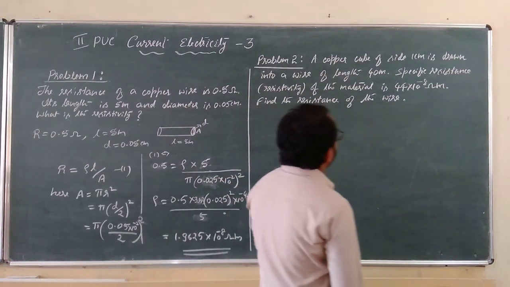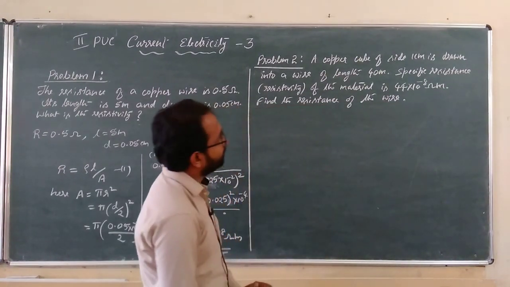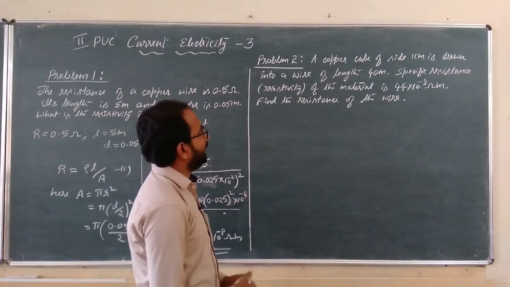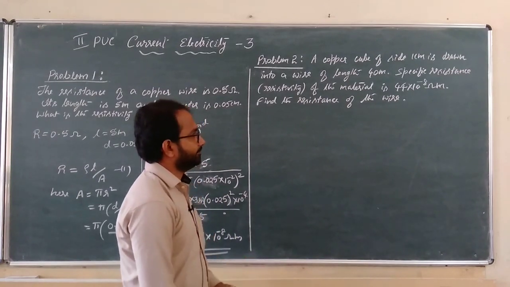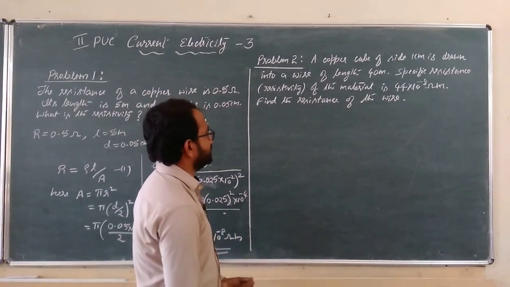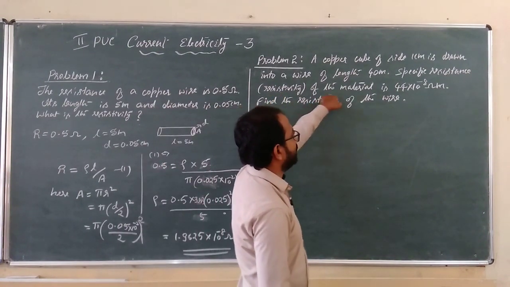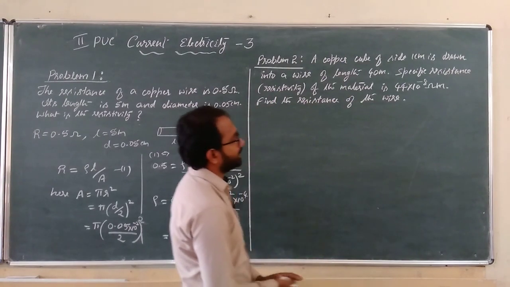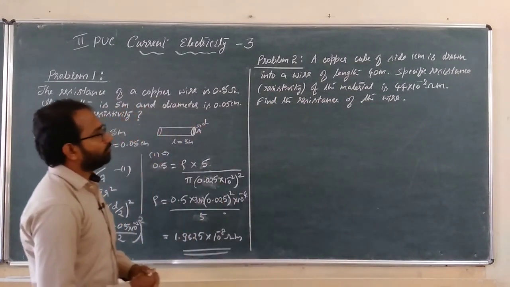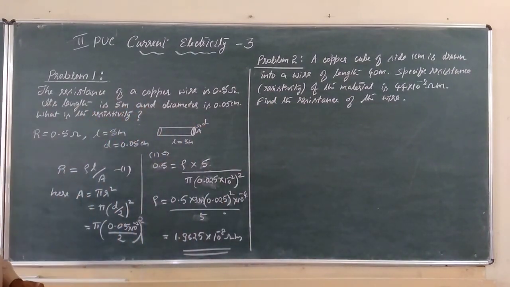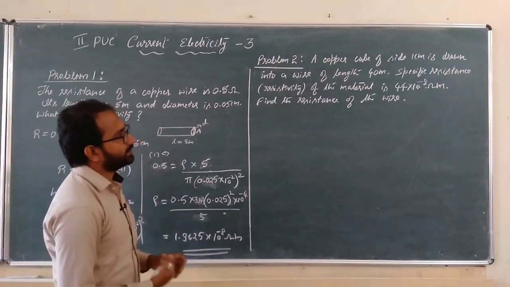A copper cube of side 1 centimeter is drawn into a wire of length 40 meter. Specific resistance, which means resistivity of the material of the wire, is given. It is 44 into 10 to the power of minus 8 ohm meter. Find the resistance of the wire. Okay, how to solve this problem? A copper cube of side 1 centimeter is drawn into a wire of length 40 meter.